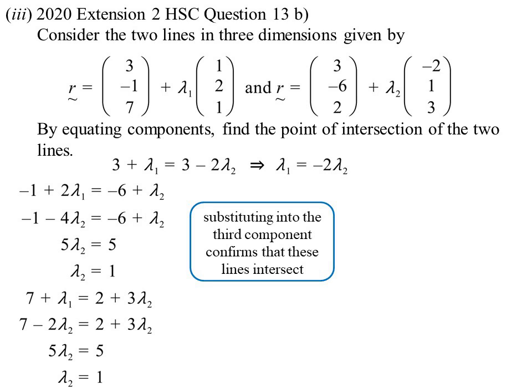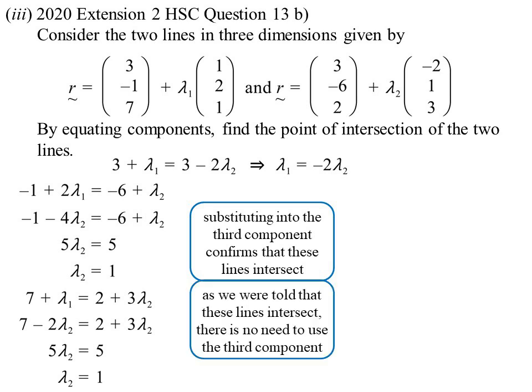Because it could be possible that the x and the y were the same, but z is something different. Now, in this particular question, I probably didn't need to do that, because we were told that there is a point of intersection. So as we're told there is one, then I really don't need the third component. If I didn't know there was one, because it actually is possible to have the same x value and the same y value, but they don't meet at all, I would have to check the third one as well. But in this case, didn't actually need to.